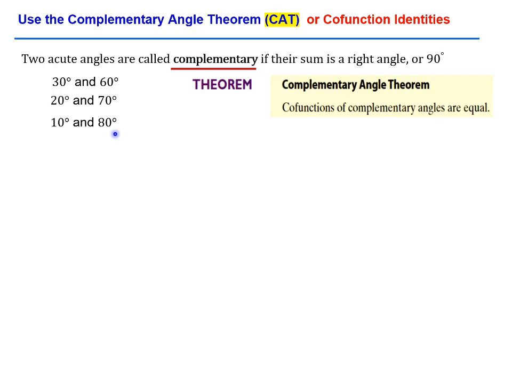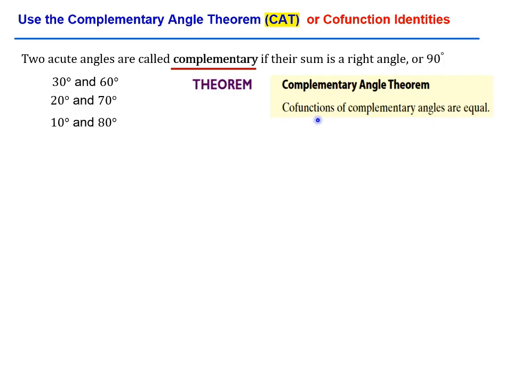There are more. As long as the sum of the two angles is equal to 90 degrees, they are complementary angles. Now, we will be needing this in the complementary angle theorem. Okay, so let us state what the complementary angle theorem, or CAT, is. A CAT means the cofunctions of complementary angles are equal. So we already know complementary angles.